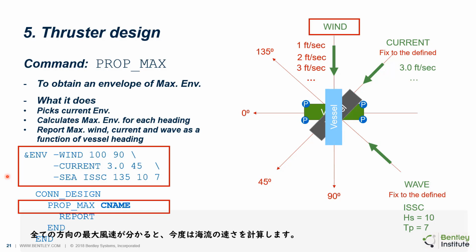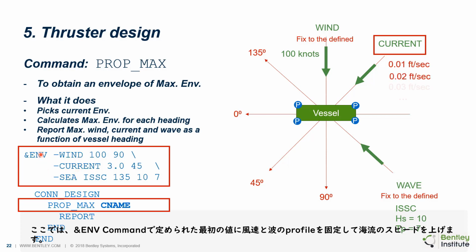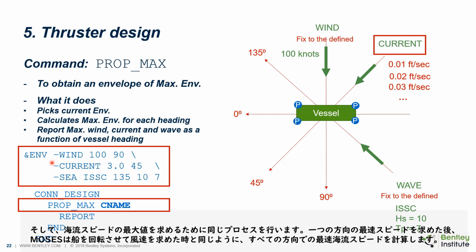Once we have found the maximum wind speed for all headings, now it's time to find the maximum current speed. This time MOSES fixes the wind speed and wave profile to the initial value defined on the &EMB command and increments the current speed, and goes through the same process to find the maximum current speed. After finding the maximum for one heading, MOSES rotates the vessel, then repeats the computation for all headings as it does for the wind.